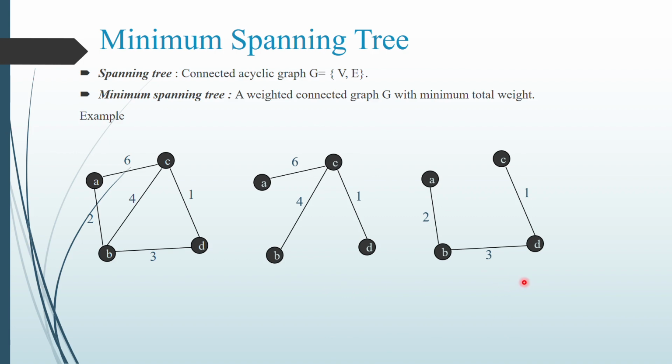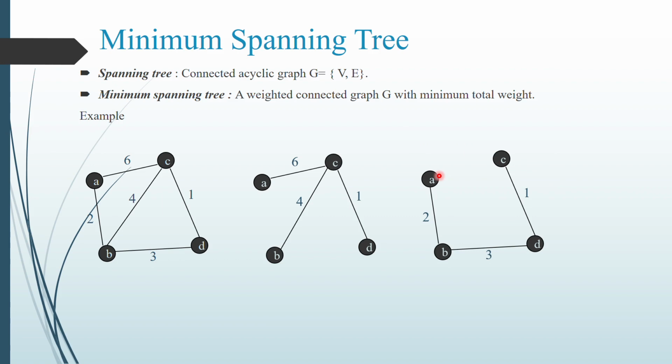So among 11 and 6, which one is minimum? This weight is minimum. So for this graph, the minimum spanning tree is this one. This is your minimum spanning tree. So now your work is what? You have to find the minimum spanning tree.